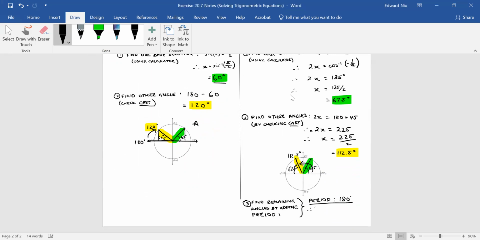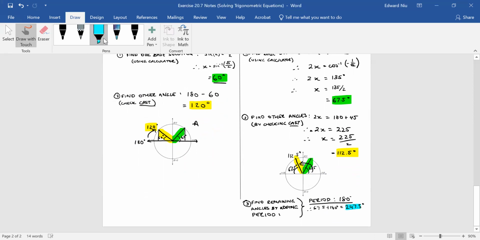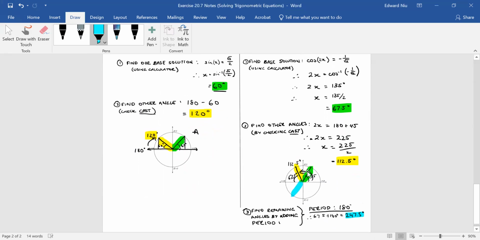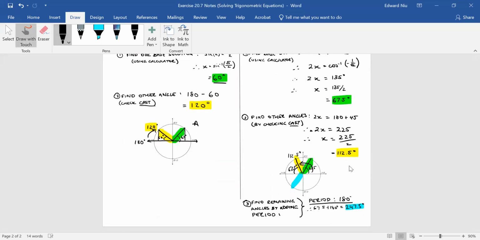So therefore, 67.5 plus 180 is going to get us to 247.5 degrees. Where is that on the graph? That would be like, so that's 270. It'll be like somewhere there. Okay, that will be that one there. And then the very last one would be 112.